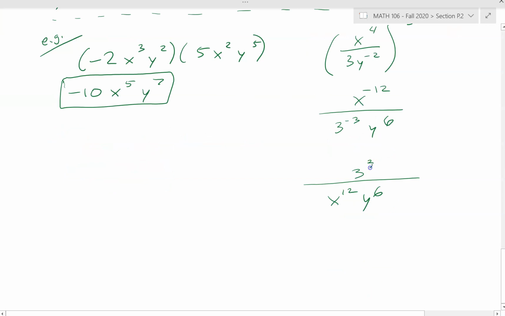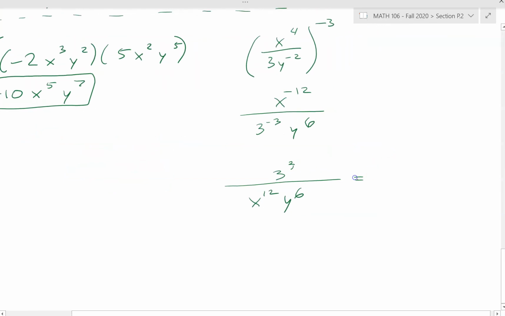And then the last thing to do would be to evaluate that. So 3 cubed, 3 times 3 is 9, and then 9 times 3 is 27. So my final answer here is 27 over x to the 12th, y to the 6th.